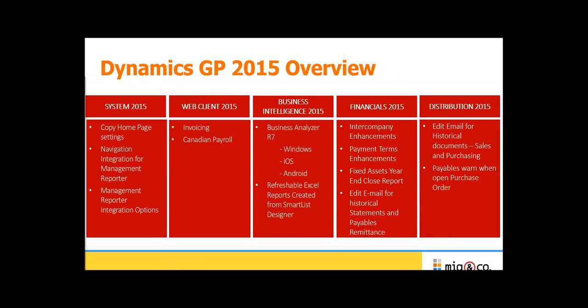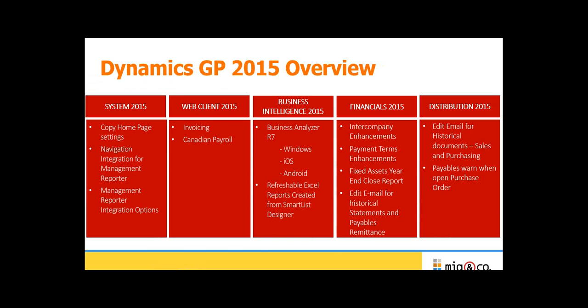Now, if we look at this slide, and we're going to stay here for a little bit, I'm going to walk you through some of the things we're going to see here in a little bit. But you'll notice that there are 5 major areas where changes fall into. The first one is system. So we do see some system changes. Web client, some additional modules have come out with that. Business intelligence, a topic near and dear to my heart. Financials, and distribution. So we're going to focus on these areas today and step through some of these changes in 2015.